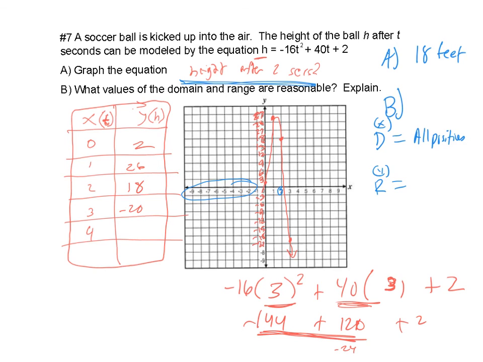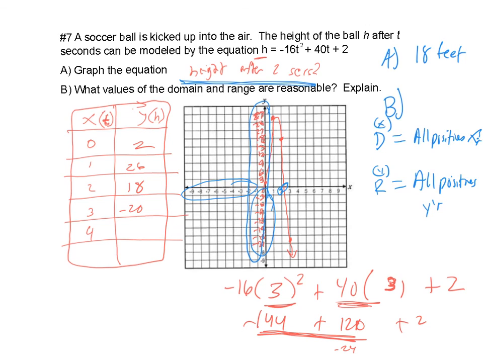How about the range values? Remember that's your y values. Remember that stands for the height of the ball after this person kicks it up into the air. Can a ball ever go below the ground down here? No, it's just going to stop at 0, right? When it hits the ground, it's just going to stop and bounce a couple times. So we just use all positive x's, all positive y's for the range. Does that make sense?